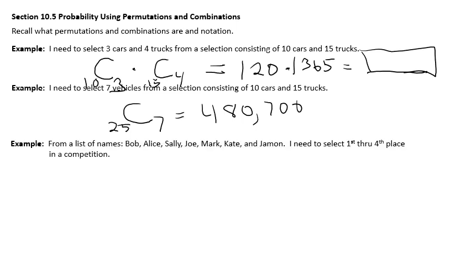I have a list of names: Bob, Alice, Sally, Joe, Mark, Kate, Jamon, and I need to select first through 4th place in a competition. Notice when I'm selecting now, when I pick you, I'm saying something different. You're first, you're second, you're third, you're fourth. This is a permutation. There is order. Well, in this permutation, I am choosing from 1, 2, 3, 4, 5, 6, 7 people, 4 people. So this is a permutation of 7 pick 4, which is 840.